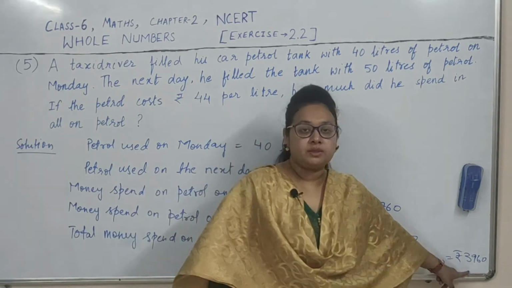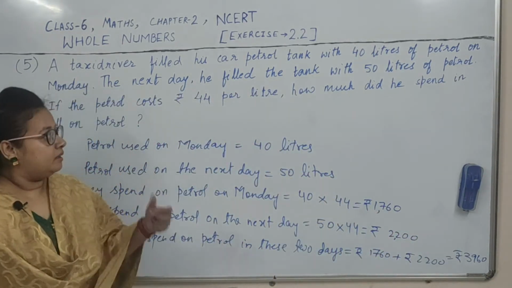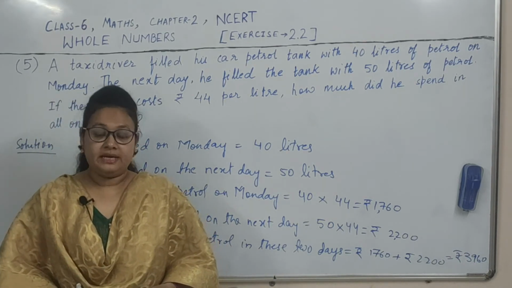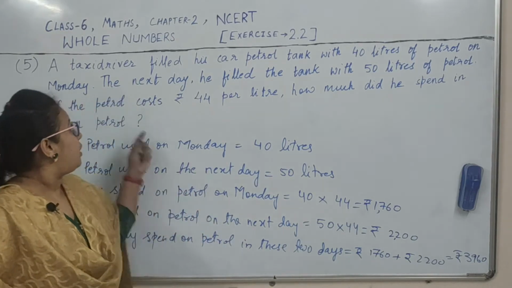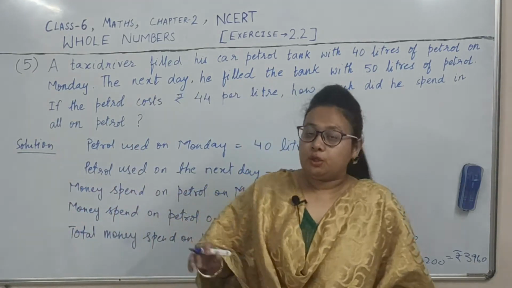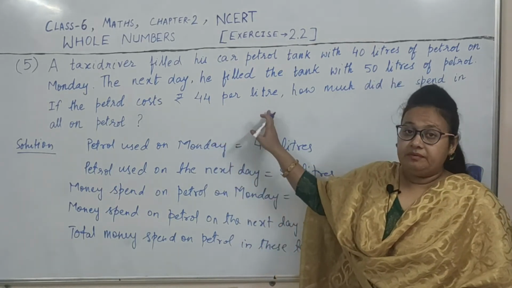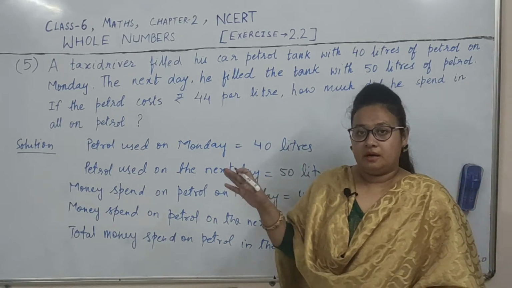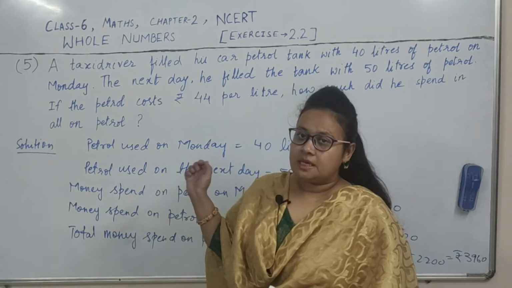This is 3960. Now we will do this problem with another method. We will make use of the distributive property and then we will solve this problem. Okay, because in this chapter, whole numbers, we have learnt about the properties of whole numbers. So to solve this word problem, we will make use of the distributive property, the properties which we have learnt in this chapter.